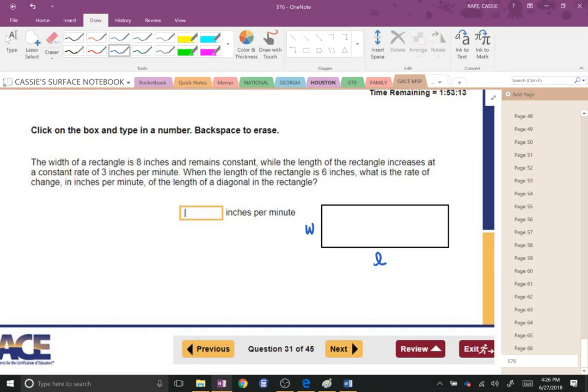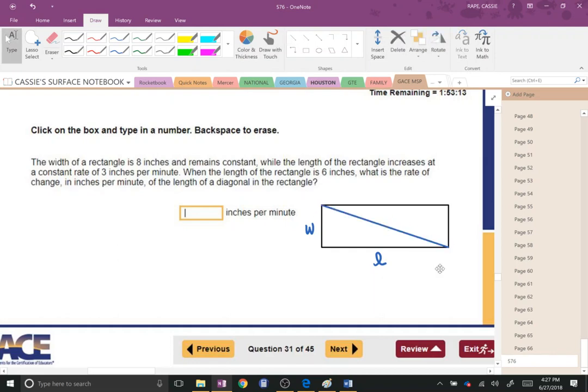The width is 8 inches and remains constant while the length of the rectangle increases at a constant rate of 3 inches per minute. When the length of the rectangle is 6 inches, what is the rate of change of the length of the diagonal? I had to read the whole thing because I needed to see that that's supposed to be the diagonal there. Hold on, I'm going to delete that and do a regular line. The diagonal here is what it's wanting to know.